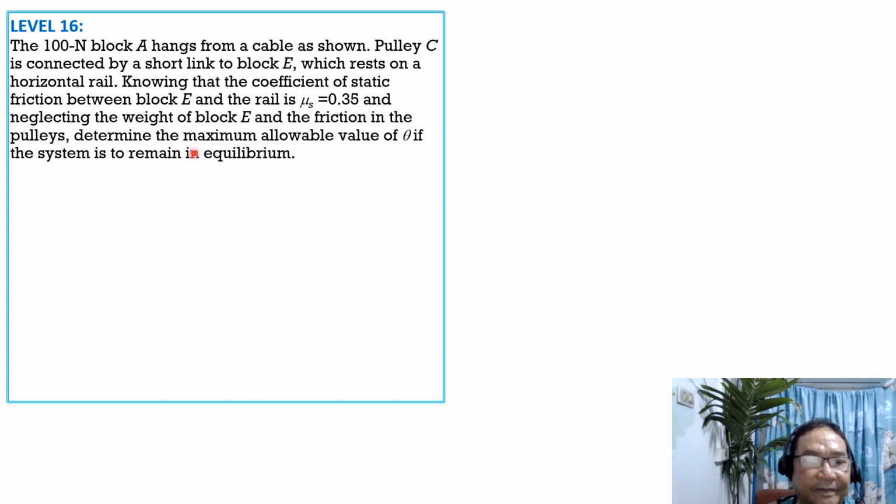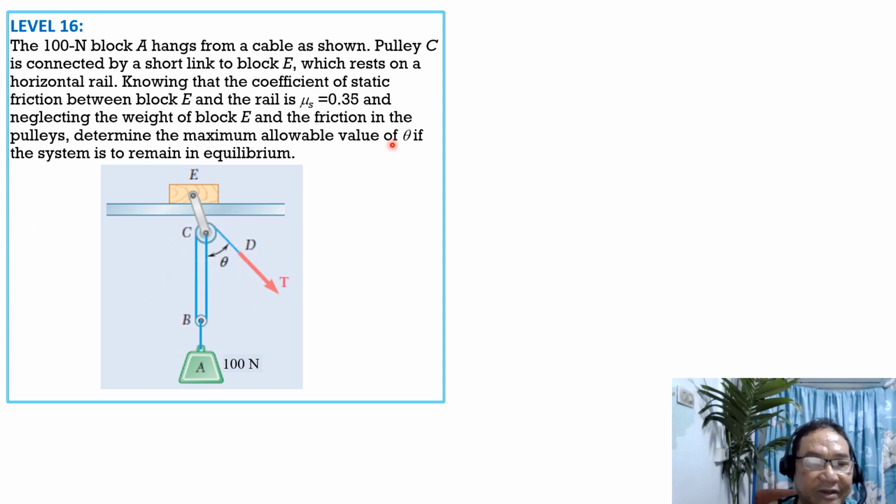So, determining the maximum allowable value of theta means that we allow the block to undergo impending motion. So, the maximum frictional resistance, which is coefficient of static friction times normal, applies in this problem.